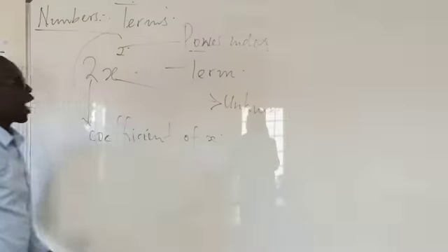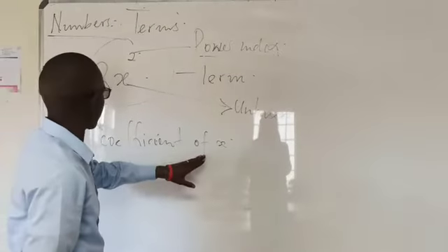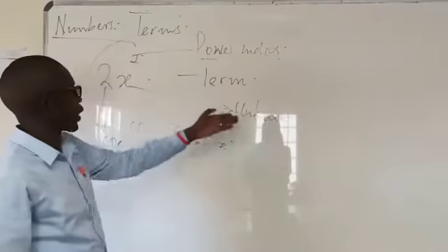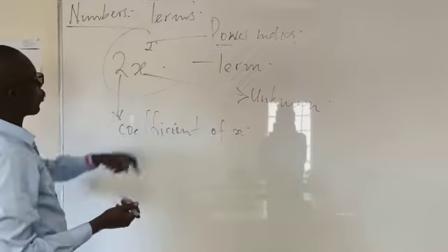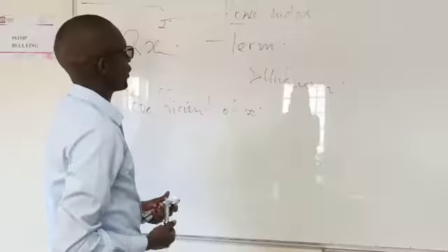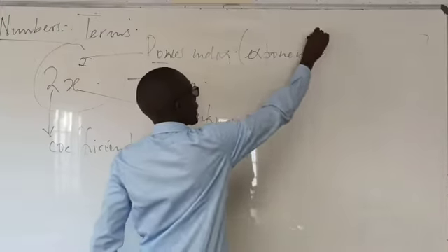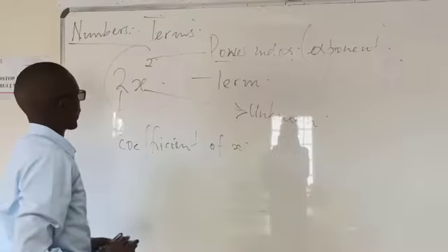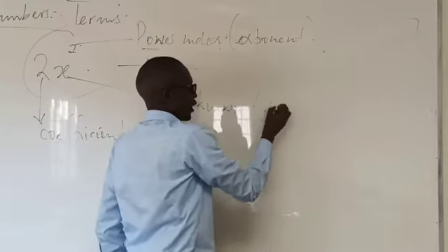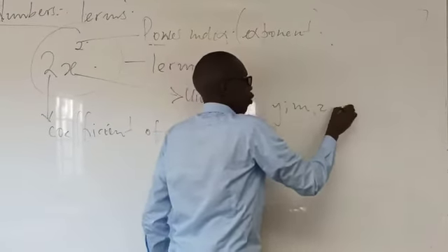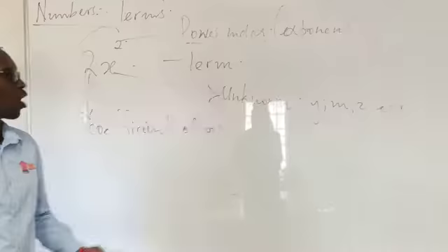Right, what do I have now? I have 3 items. I have the coefficient of an x, and I have an x, which is my unknown. Then the power 2 is the power index. Some refer to it as an exponent. An x is an unknown, and it can be a y, it can be m, it might be z, or any other letter of the alphabet.